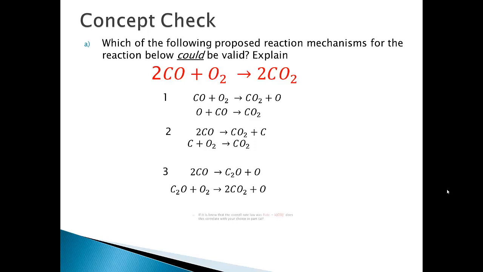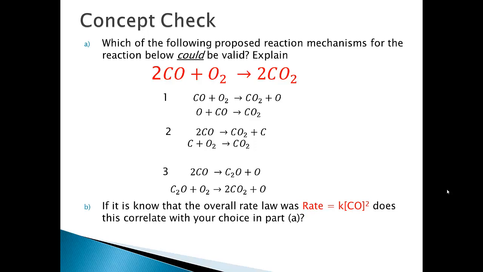Is there any more information? If we know that the overall rate law was rate equals the rate constant multiplied by the concentration of CO squared, does this correlate with your choice in part A? So choosing between either 1 or 2, well, it must be number 2, because in number 2 our rate limiting step could be the first step, where we've got 2 carbon monoxides reacting together, and this could be our rate limiting step. And then if it's zero order with respect to the oxygen, then that's going to make sense. So that means that our choice must have been 2. The answer must have been 2.